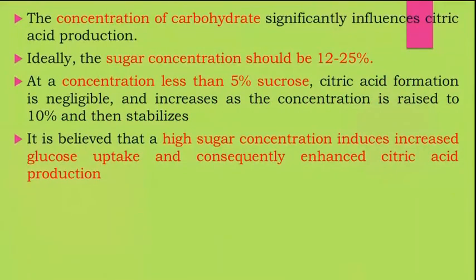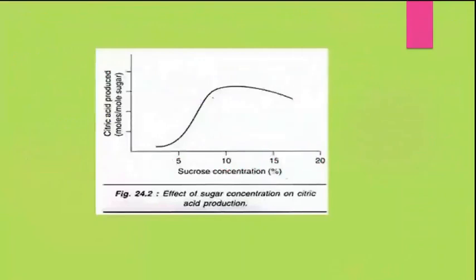So mainly they require the sugar concentration to be 12 to 25 percent. And if they increase the sugar concentration, then the citric acid production is very good. From this study they confirmed it at laboratory scale, and then they went for industrial purposes. Okay. So you can see in this diagram, the citric acid production increases on increasing the concentration of your sucrose.